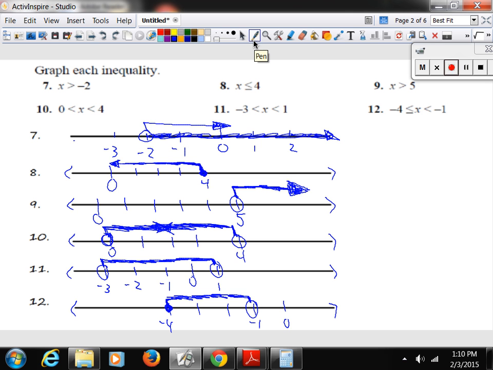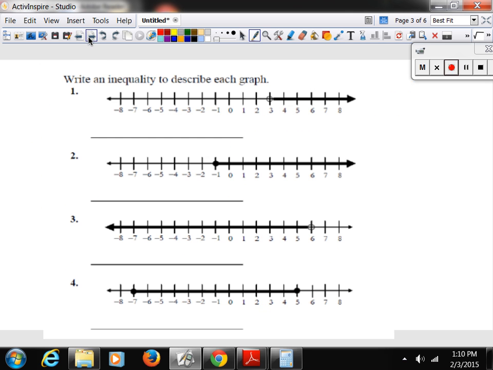All right, let's move to 13. Okay, write an inequality. So now we're going backwards. They're giving you the graph, and they want you to actually write down what the inequality would have been. So it's got an open circle at 3, and it's shading to the right. So how would I write that as an inequality?